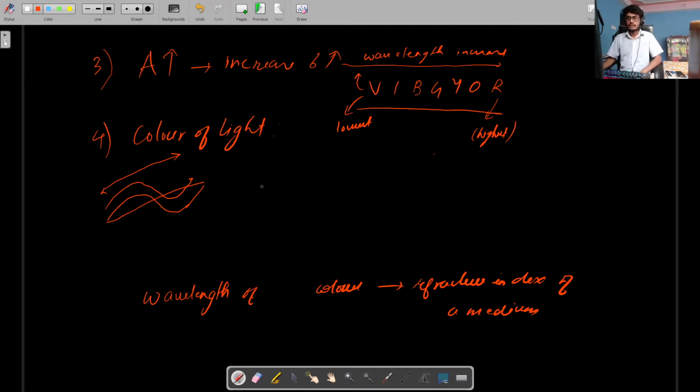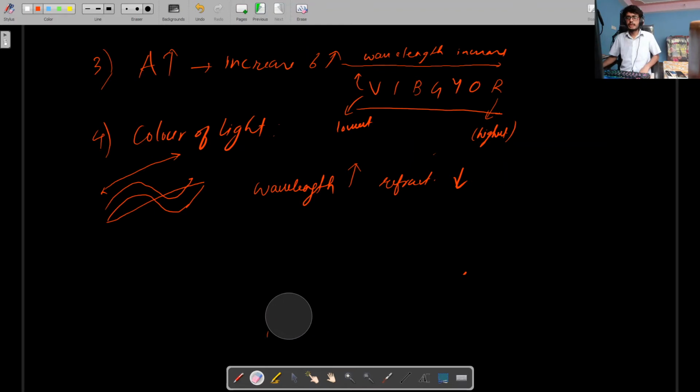And we should know that when wavelength increases, the refractive index decreases. So for a higher wavelength light, the refractive index will be lower. You should keep this fact in mind. When the wavelength is higher, the refractive index will be lower every time. So just remember this fact.